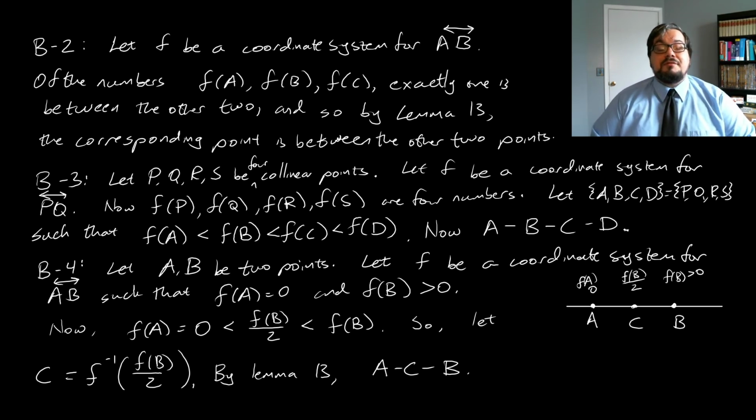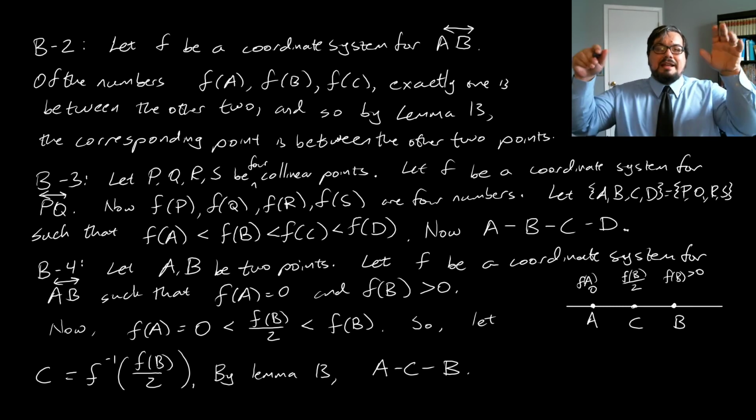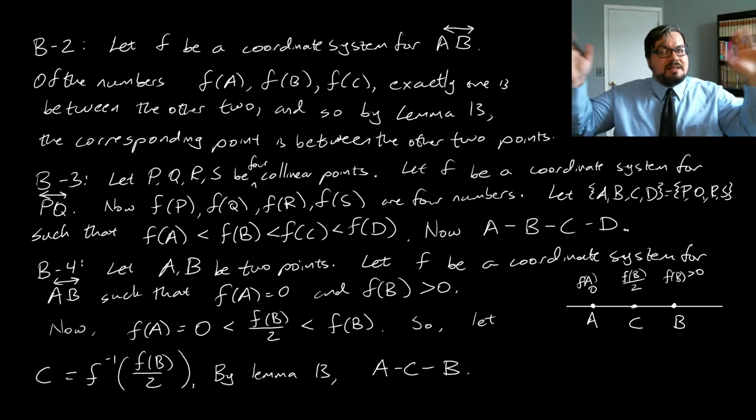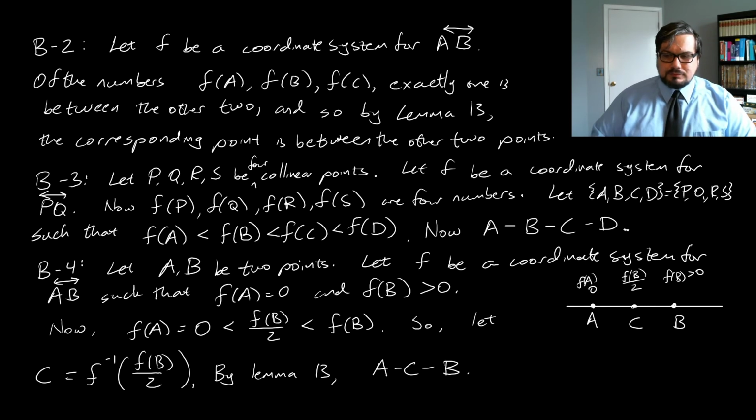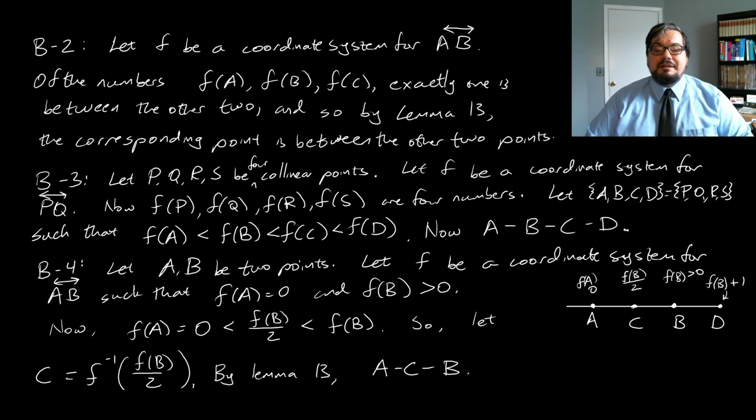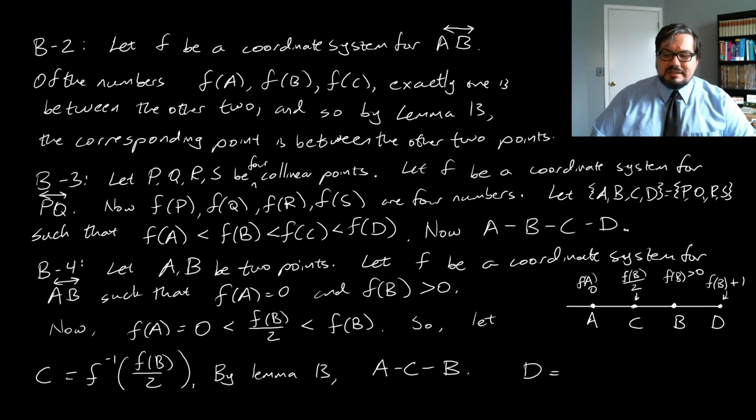So the beauty of the Ruler Postulate is that if you find any number that satisfies the betweenness relationships that you want, that always comes back down to some point on the line that satisfies the betweenness conditions that you want, because coordinate systems are bijections. And we can do the same thing over here with D. We can just take anything bigger than F of B. So for instance, F of B plus 1 is a perfectly good thing to take. So we could let D be F inverse of F of B plus 1, and then we'd have A to B to D.